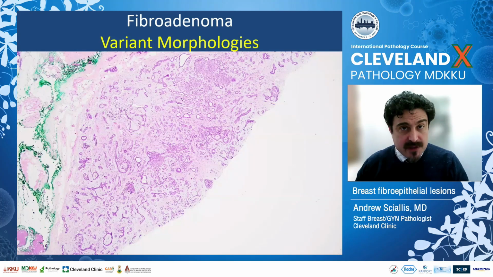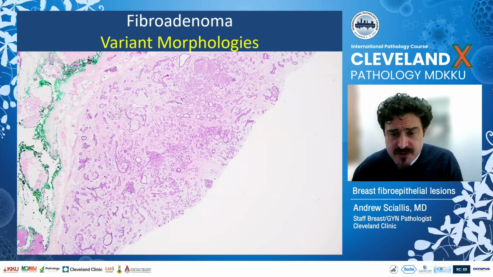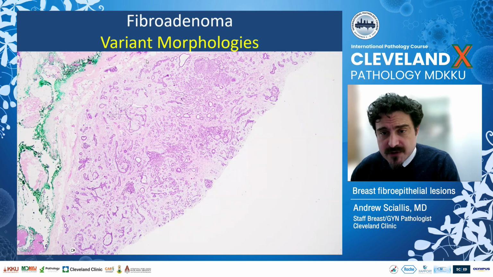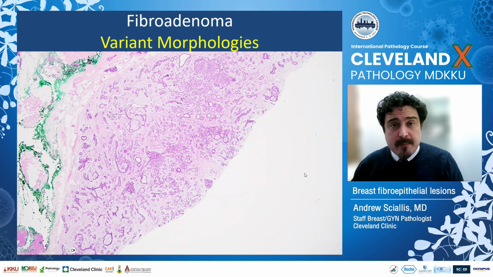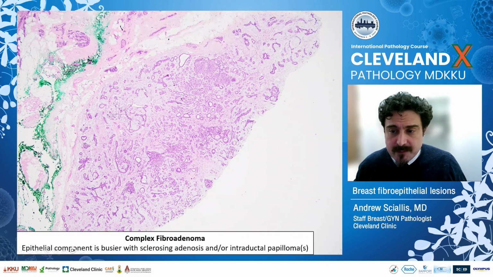So let's take a look at some of these variant morphologies. So here we have a fibroadenoma. It's well circumscribed. It has a nice pushing interface between background normal breast and the fibroadenoma itself, but the epithelial elements are particularly busy. In this case, it's a lot of sclerosing adenosis in areas that look like fibrocystic changes.